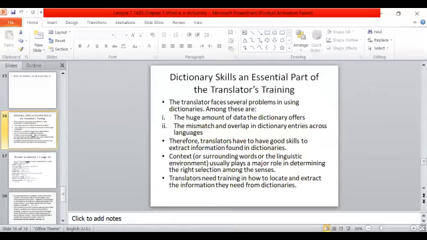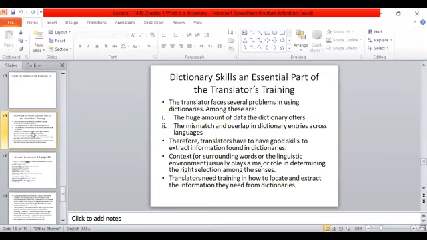Dictionary skills, an essential part of the translator's training. The translator faces several problems in using dictionaries. Among these problems are the huge amount of data the dictionary offers, the mismatch and overlap in dictionary entries across languages. Therefore, translators have to have good skills to extract information found in dictionaries.